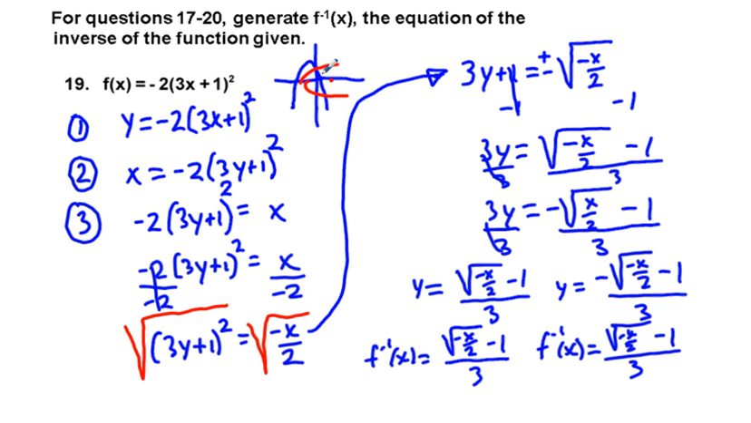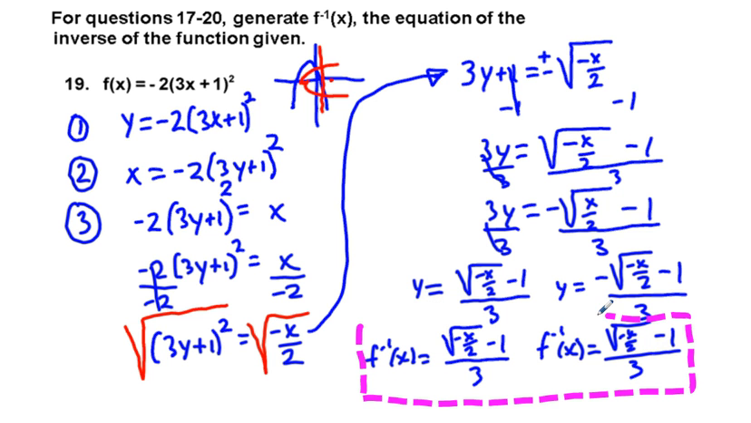So this red one here is not a single function because that would fail the vertical line test. So we have two functions we need to create to take the inverse of this one.